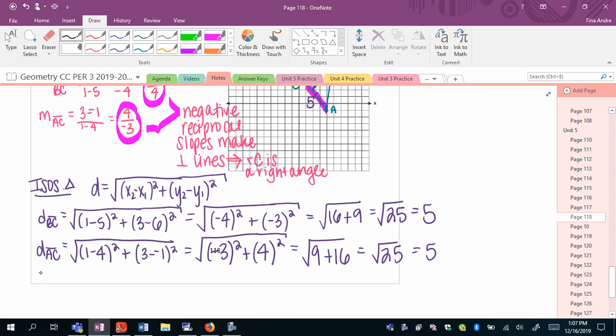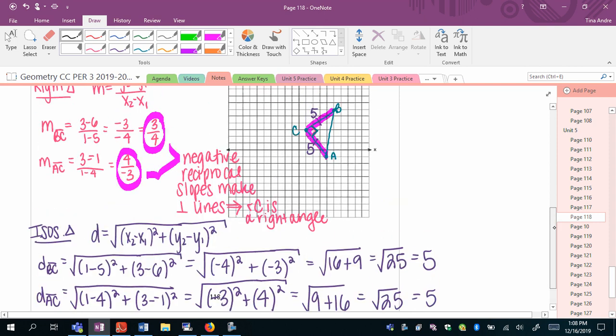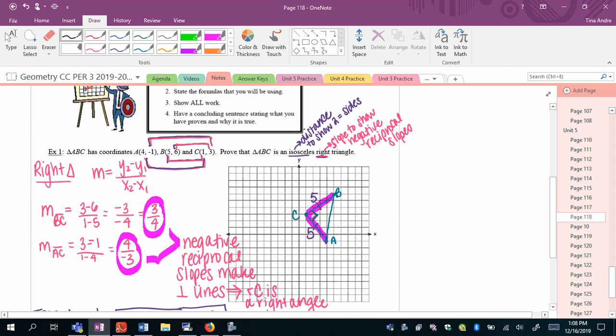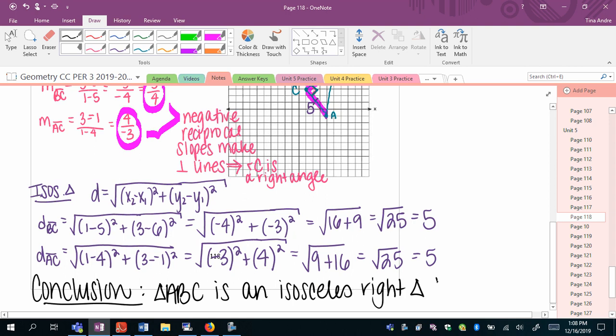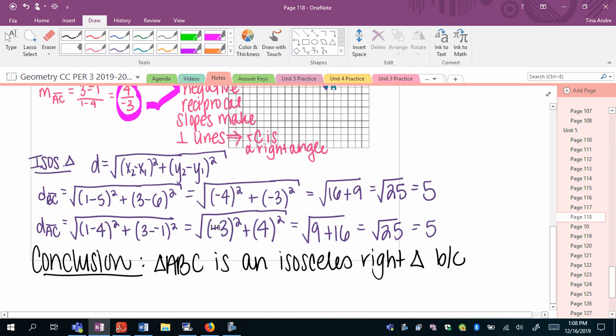So now we can write our conclusion down here at the bottom. And basically start off by whatever it tells us. So we're trying to prove that we have a right triangle, or isosceles right triangle. So that's how I start my sentence. I'm going to say triangle ABC is an isosceles right triangle because, and now I have to describe why is it a right triangle. Why does my work justify that it's a right triangle?